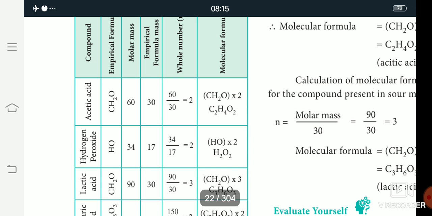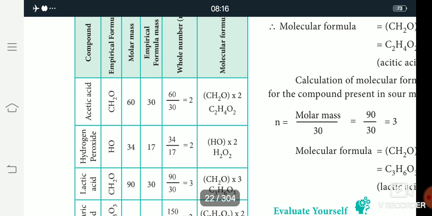Then the whole number is equal to molar mass divided by empirical formula mass. Okay, children, the whole number is molar mass divided by empirical formula mass. So the answer is 2. This whole number 2 is multiplied with the empirical formula. The acetic acid empirical formula is CH2O, so CH2O is multiplied by 2.